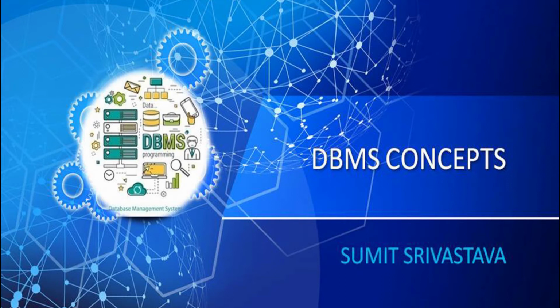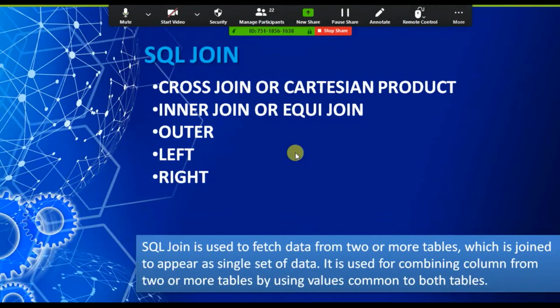So let's do the discussion about the SQL join. Basically, understand why we use these joins first of all. The SQL join is used to fetch data from two or more tables, which is joined to appear as a single set of data. As we know, we will use the joins when we want to pick the data from two or more different tables but visualize that data in a single format.